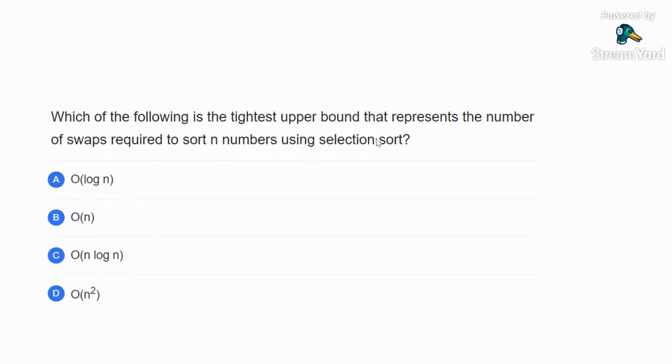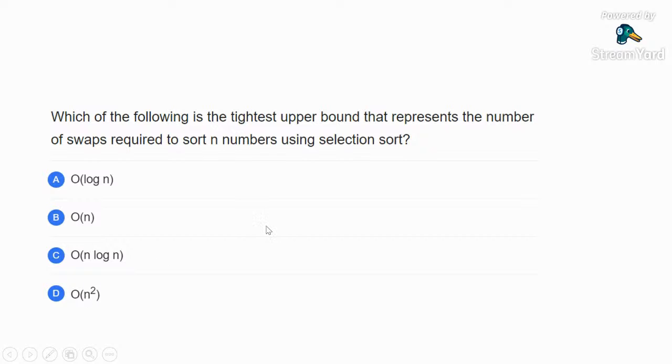N minus 1 is nothing but order of n. Order of is used for providing the upper bound. So order of n is correct. Order of log n is not correct, because log n is smaller than n. The second option, order of n, is correct. The third option, order of n log n, is also correct, because n log n is larger than n and we are providing an upper bound. The fourth option, n square, is also correct because we are providing an upper bound.